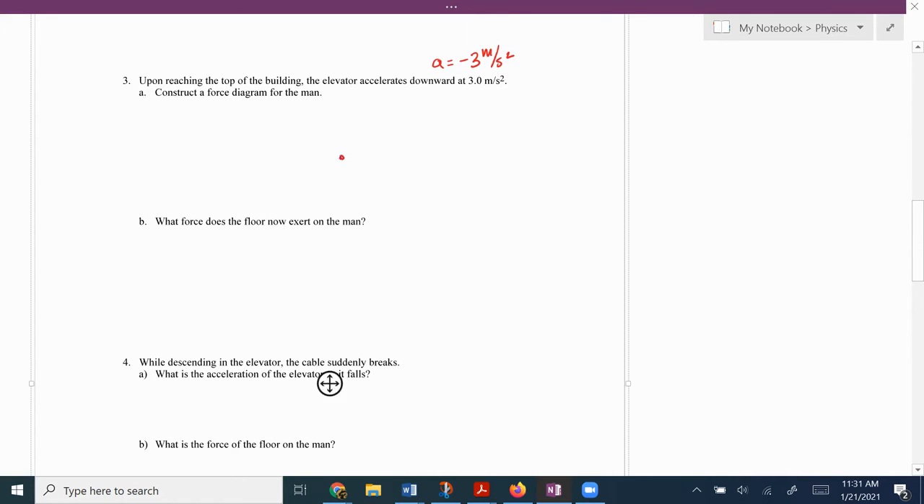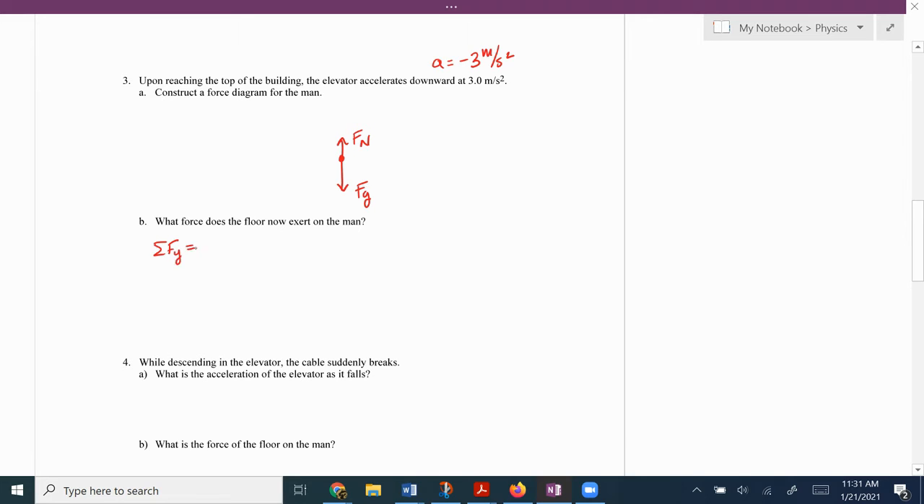It says construct a force diagram. We have the same force of gravity that we had in the other two problems, but now we're going to have a small normal force. That's what gives us our net force downward. Gravity itself isn't actually changing; the normal force is, and now it's getting smaller.